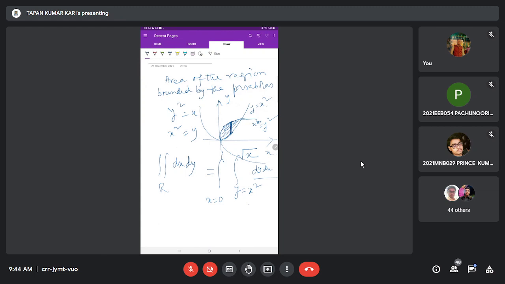And x varies from, because this point is 1 1. If you intersect y equal to x square and x equal to y square, you will get this point as 1 1. So here x equal to 0 and here x equal to 1. So x varies from 0 to 1. So this is one application of the double integral.